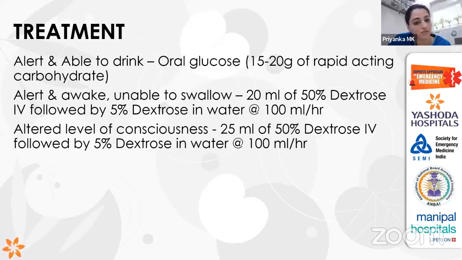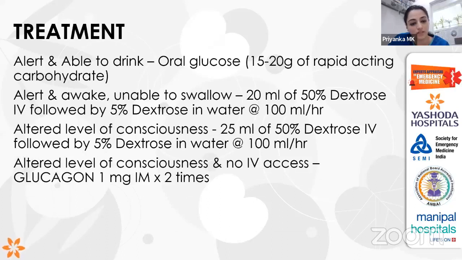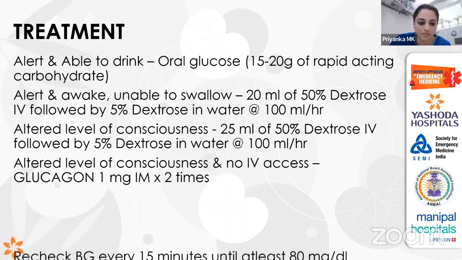If the patient has altered level of consciousness, then IV has to be started, but you give it at a higher rate. You give about 25 ml of 50% dextrose and continue 5% dextrose. If the patient has altered consciousness and no IV access, then glucagon is given. You give 1 mg IM twice. Glucagon is preferably given in the gluteal region or in the inner aspect of thighs. Glucagon should not be administered in the upper limbs.